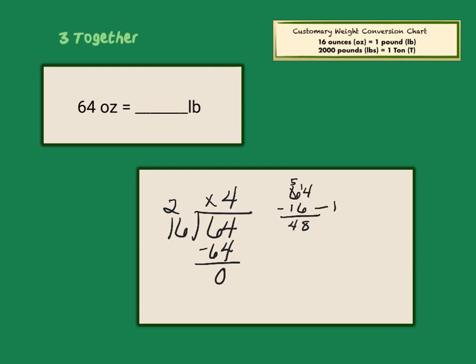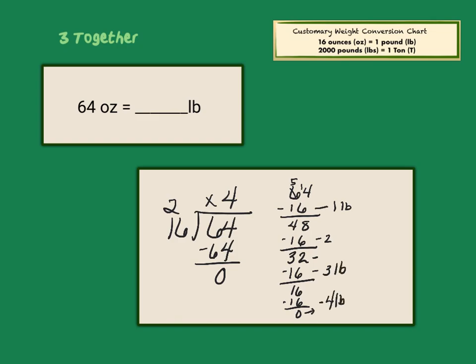giving me 48 for the first pound. And I could subtract another 16, giving me 32, that was my second pound. Subtract another 16, it's my third pound, and subtract another 16 until I get down to 0. And that's going to give me my 4th pound.